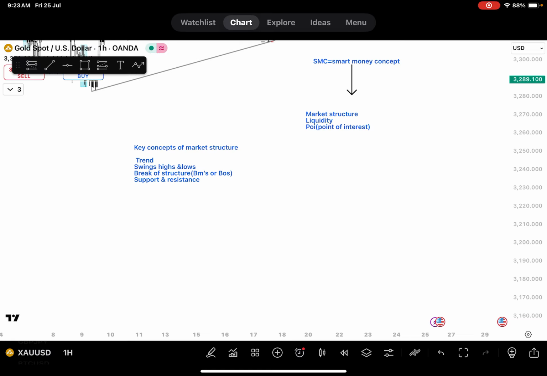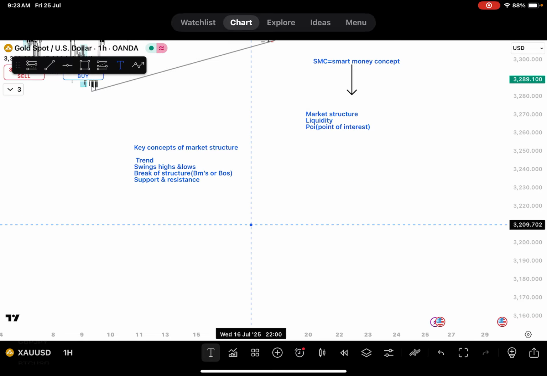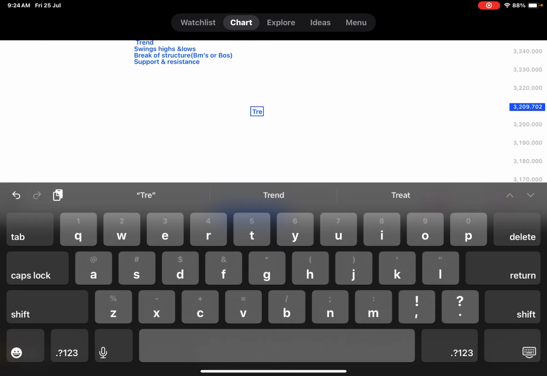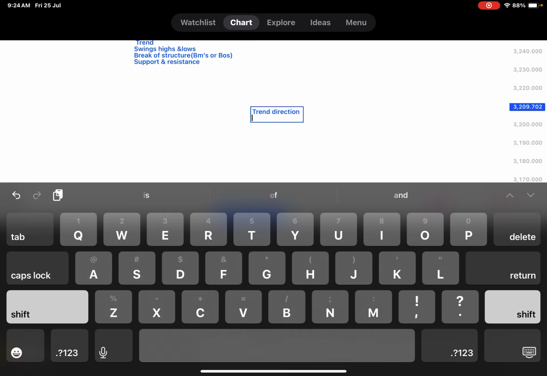So when we are talking about the trend, which is the first one, what are we talking about? Under trend, let's put trend direction. That's the full word for it. When we are talking about trend direction, what are we talking about? The direction of where the market actually moves to.